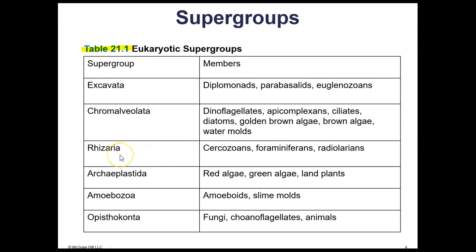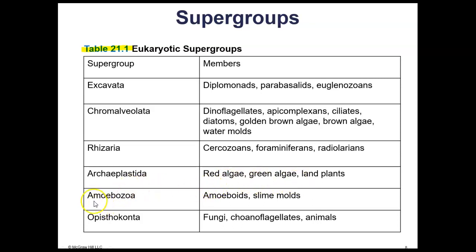The supergroup Rhizaria consists of cercozoans, which we really don't cover. I won't test you on those, but I will expect you to know the foraminiferans and the radiolarians. The supergroup Archaeplastida includes the red and green algae, as well as the land plants. So the only ones from the kingdom Protista are the algae, okay?